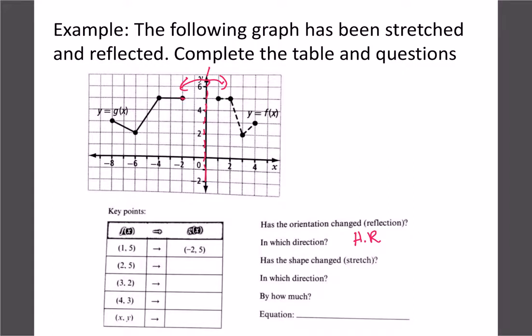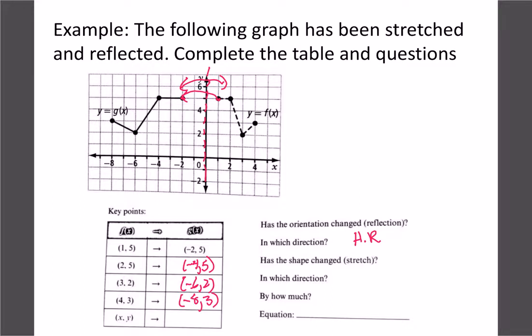So let's just kind of work with one coordinate. Oh, sorry, we're going backwards. So this first one that was at (1, 5) is switching to (-2, 5). The next one that's at (2, 5), you can see it's switching to (-4, 5). And we can keep going. The one that's at (3, 2) is now at (-6, 2). And the last one, (4, 3), is now at (-8, 3).